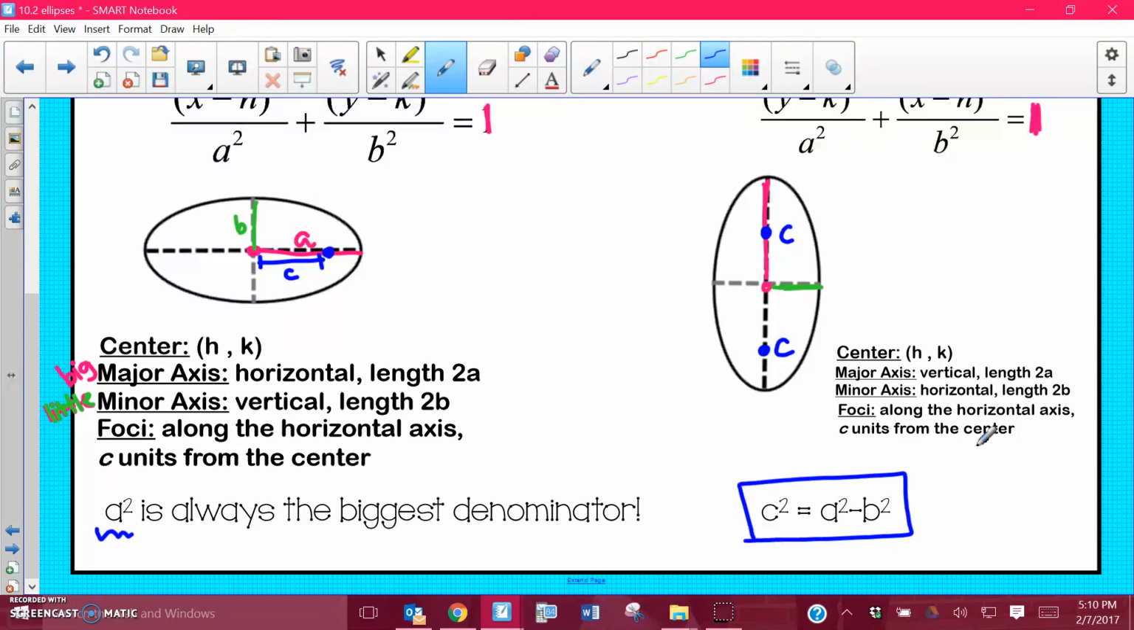And I could show you why this is true. You can ask me if you really want, but if you just take it, I know what I'm talking about, and I do for this part. C squared equals A squared minus B squared.